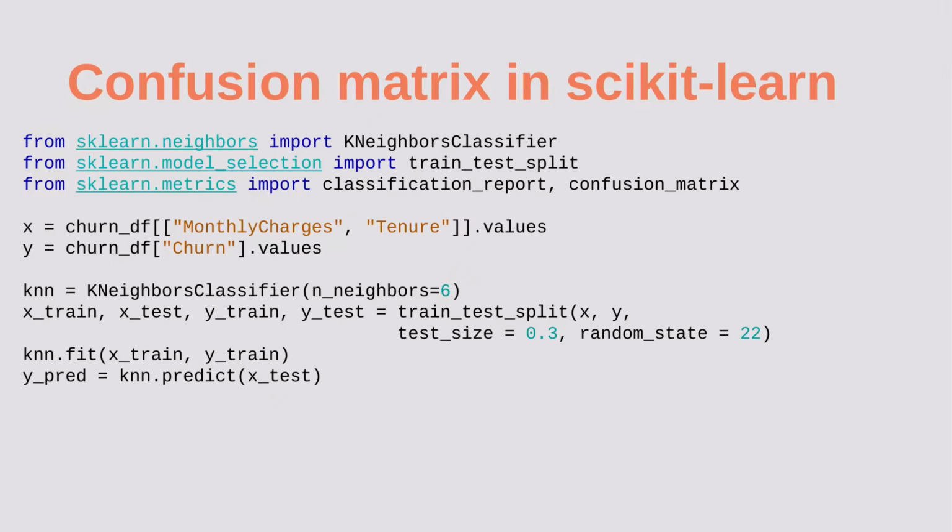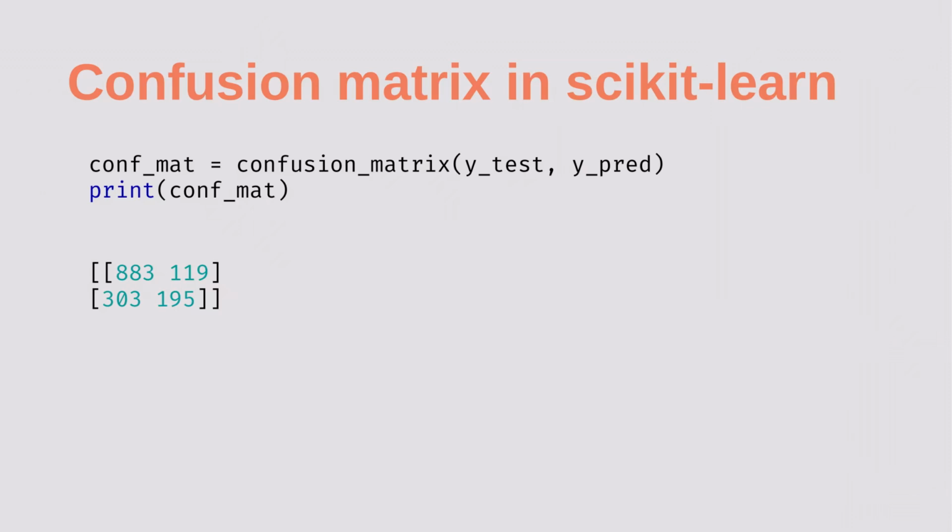This allows us to compute the confusion matrix. By the way, I have shown these in detail in the first video of this series. The link is in the description. To create the confusion matrix, we pass the test set response variable and the predicted response values to the confusion matrix function. After printing the matrix, we can see that there are 883 true positives in the top left and 195 true negatives on the bottom right.